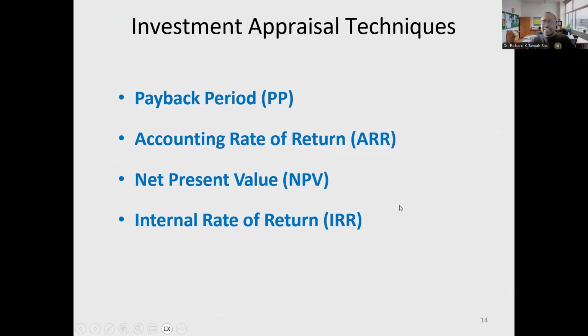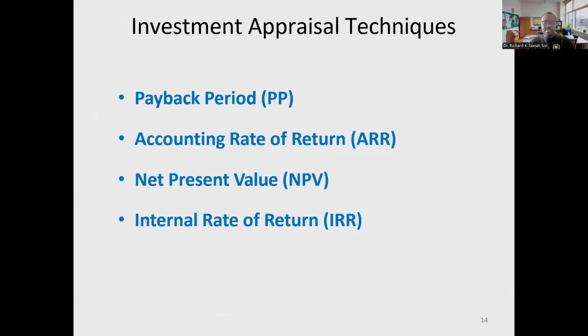All right, let's look at the techniques. Payback period, what does it mean? It simply says, how many years will it take you to pay me back? If I invest 10 million today, how many years will it take you to pay me back? That's all. The payback is reported in years, in time period. Average accounting rate of return is simply a percentage. The higher, the better. The payback period, the lower, the better.